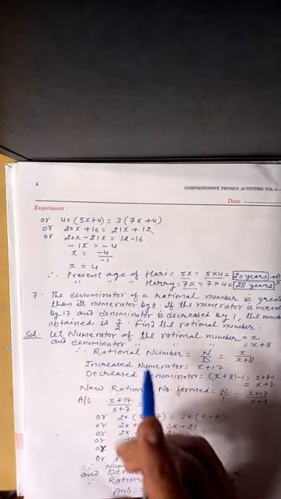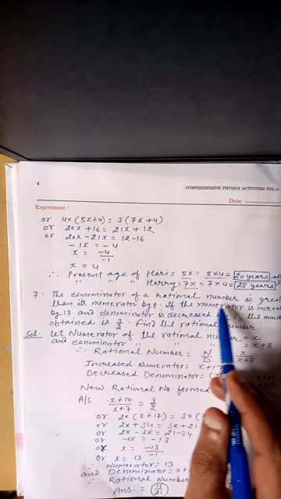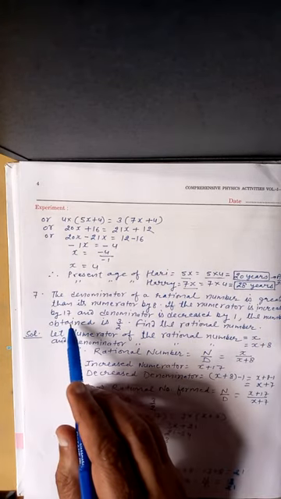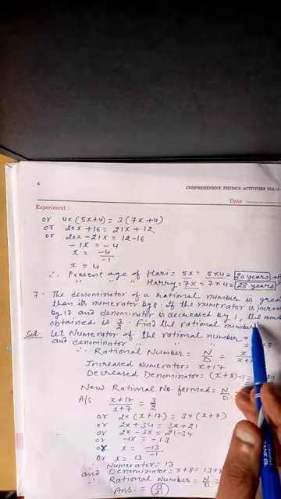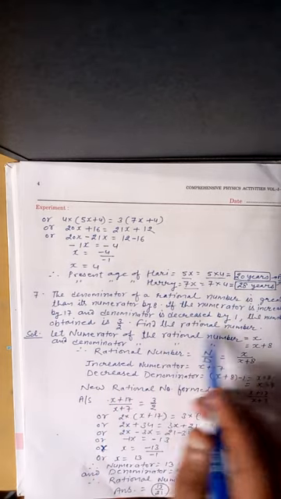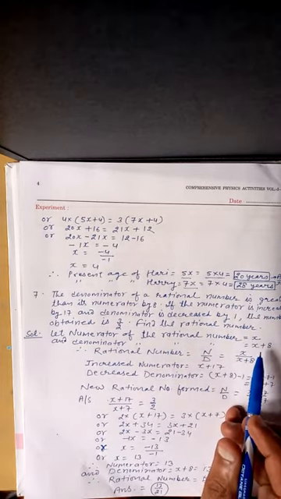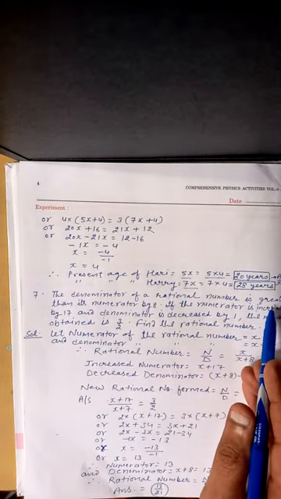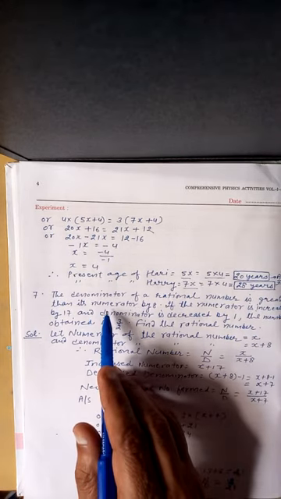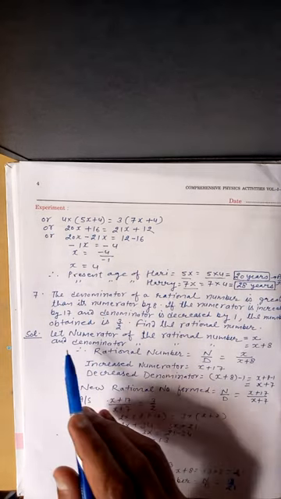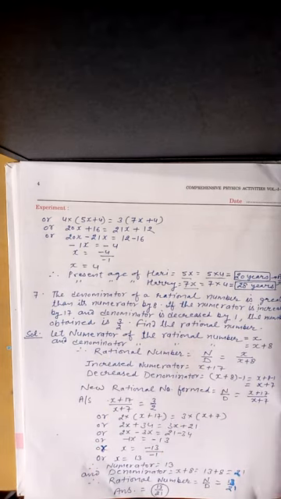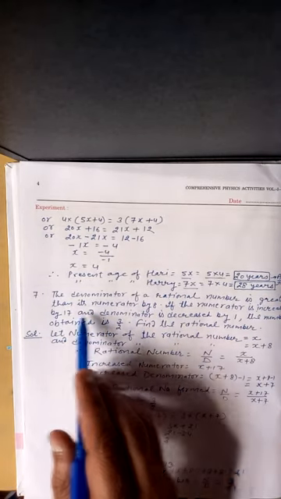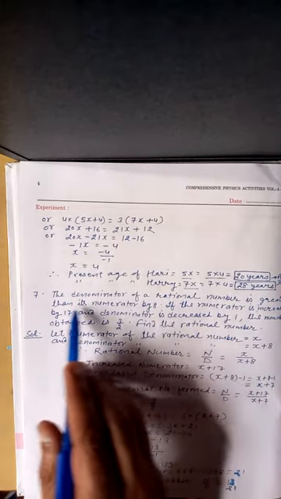Now question number 7. The denominator of a rational number is greater than its numerator by 8. If the numerator is increased by 17 and the denominator is decreased by 1, the number obtained is 3/2. Find the rational number. Here the comparison of the denominator is done with the numerator. So we will suppose the numerator. Let the numerator of the rational number be x, and here it is written in the question that the denominator is 8 more than the numerator.